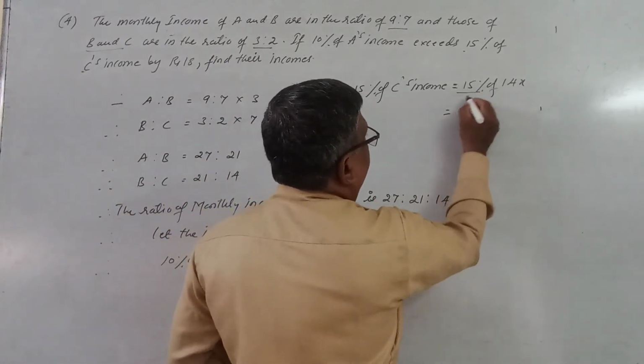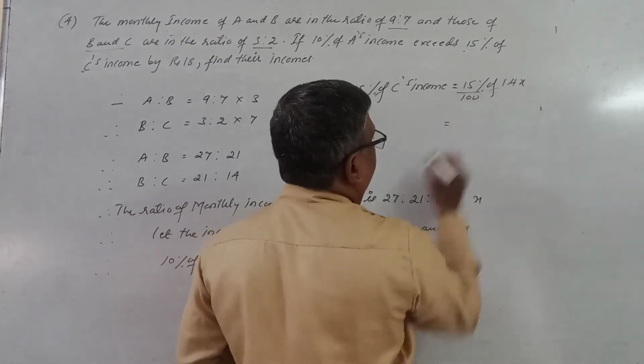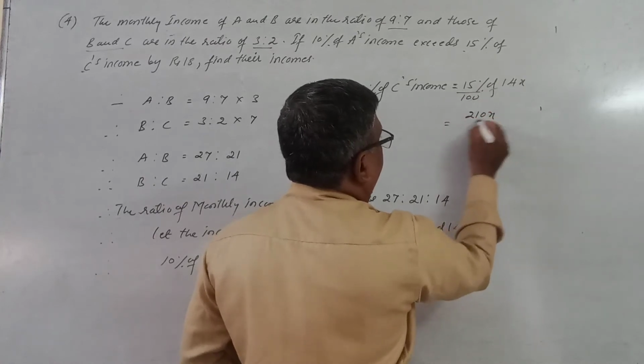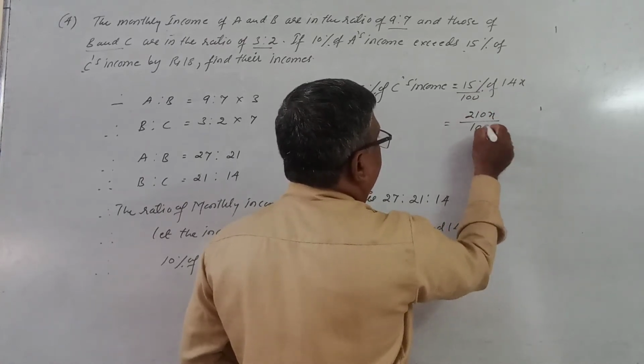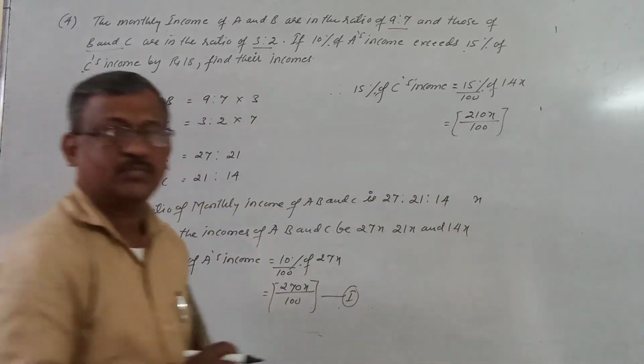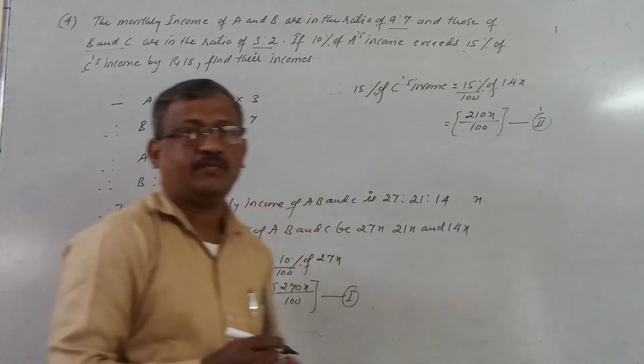So again, 15% means what? It is divided by 100. So multiply 15 into 14, right? So you will get 210x divided by 100. So this is 15% of C's income. So I'll call this my second equation.